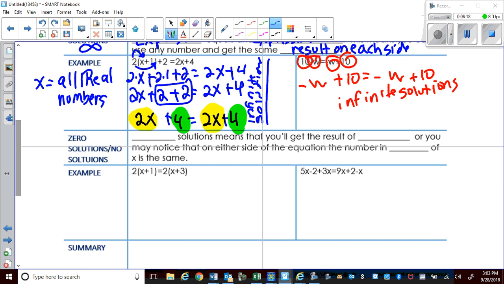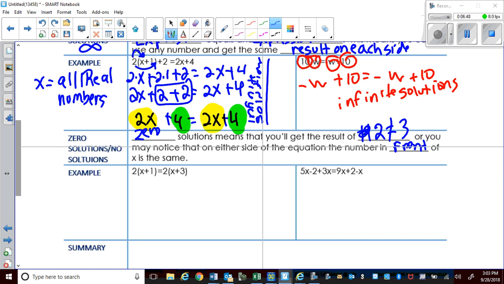Zero solutions, no solutions. Zero solutions means that you'll get the result of two different numbers. We could get 2 equals 3, and we find that they don't equal. Or you may notice that on either side of this equation, the number in front of the x is the same.